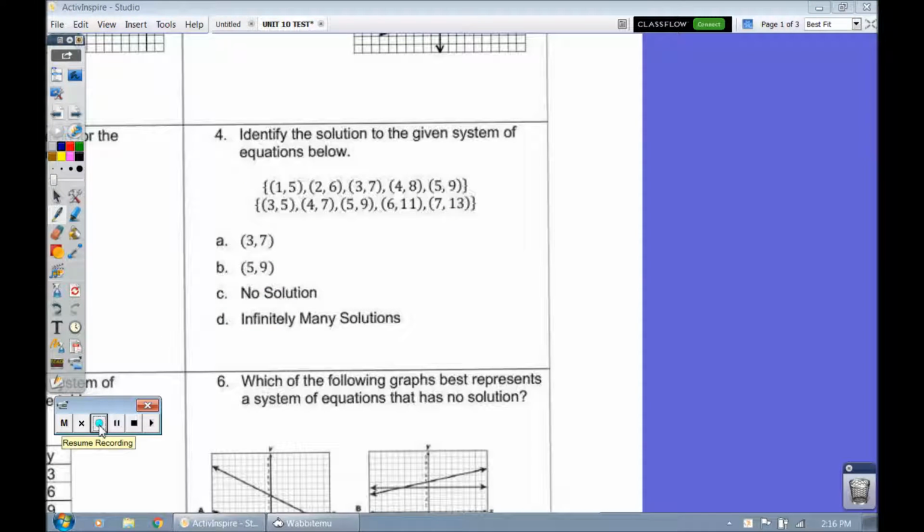Number 4, identify the solution to the given system. So we said a solution is where 2 lines cross each other. Where they cross each other, that is where they share the same coordinate. Let's see if we can find a matching set of coordinates here. (1, 5), we can't match that up. (2, 6), I don't see any other (2, 6)s. I don't see any other (3, 7)s or (4, 8)s, but if you look here, I see a (5, 9) and a (5, 9). That is our solution.